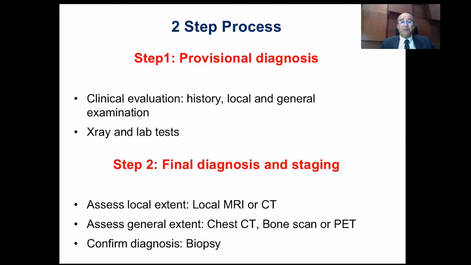a suspected bone tumor. The diagnosis and staging is a two-step process. Step one is the provisional diagnosis, and this is obtained by doing a thorough clinical evaluation and ordering X-rays and lab tests. Step two is where you reach the final diagnosis and staging, and this is done by assessing the local extent using a local MRI or CT, assessing the general extent by doing a chest CT and a bone scan or a PET CT, and finally confirming the diagnosis with a tissue diagnosis using a biopsy.